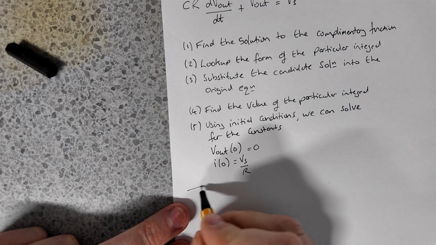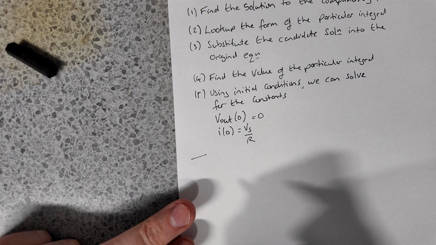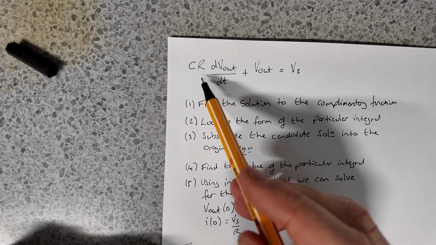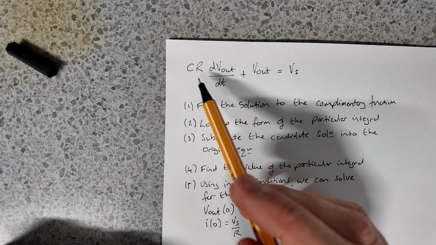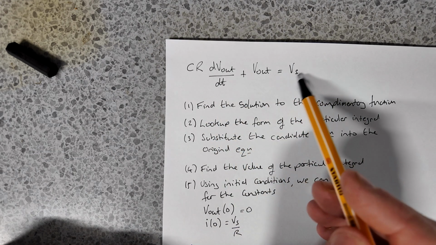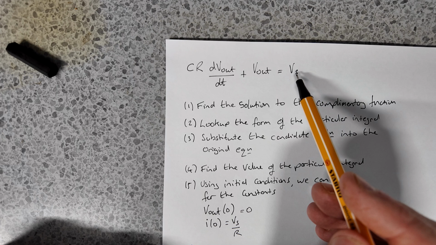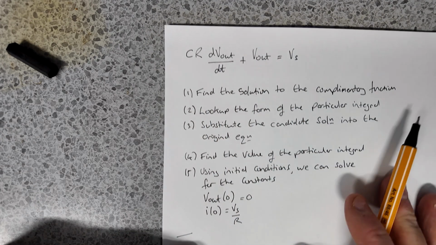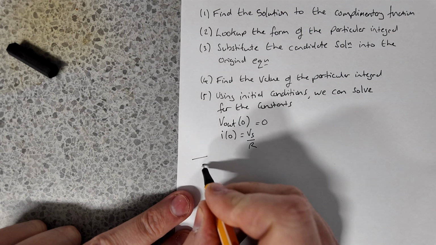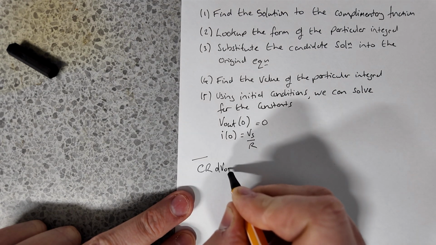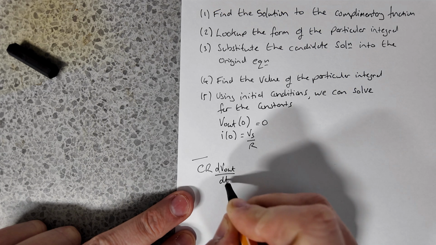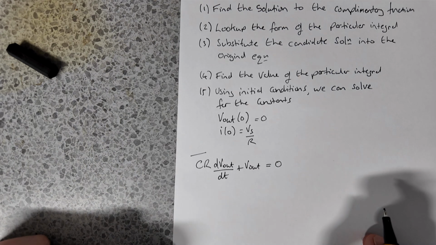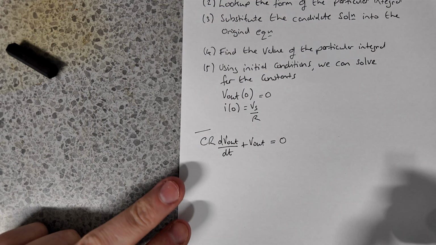So step 1, find the solution to the complementary function. So what's the complementary function? Well, we have a differential equation up here, but it has what's called some forcing. So it won't decay to 0 because it's being forced with some constant input here. So what we're going to do is solve this equation, but we're going to say the right hand side is 0. So we're going to solve this expression.